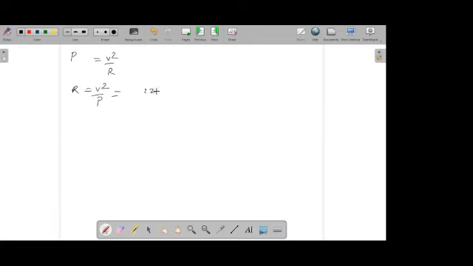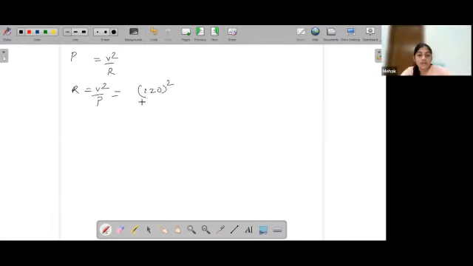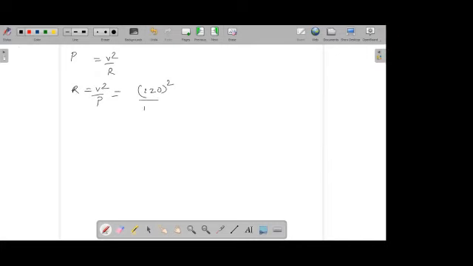So V is 220. Yeah, you will get the same 220 divided by power, which is 100. So you will get 484 ohm. This will be the answer.